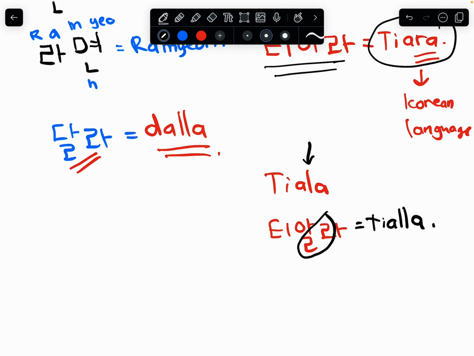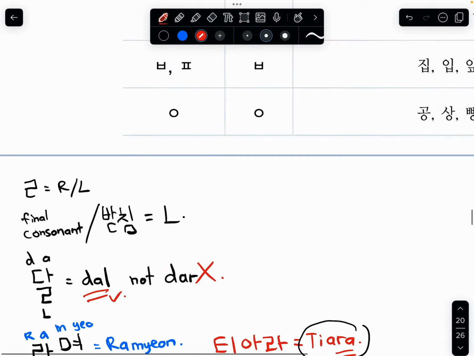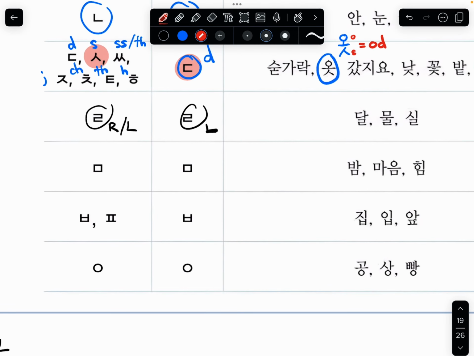But there is no choice if your name starts with R. For example, your name is Liana. If you write like this, many Koreans will say Rihanna, even though the sound is L. But there is no choice. You need to teach them, oh, it's not Ri, it's Li. But most people will say Rihanna if they don't know your real name. Okay, so let's move on.